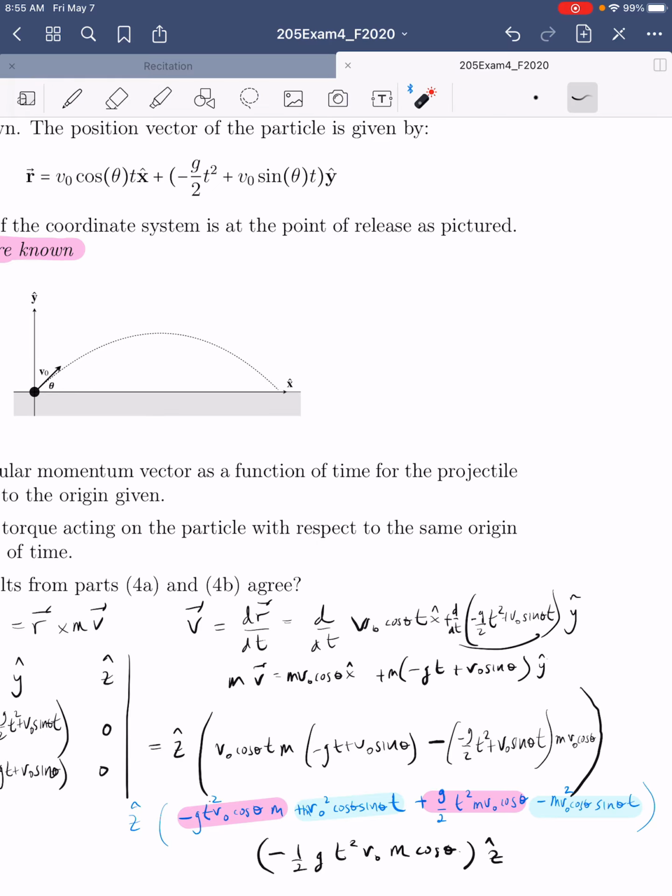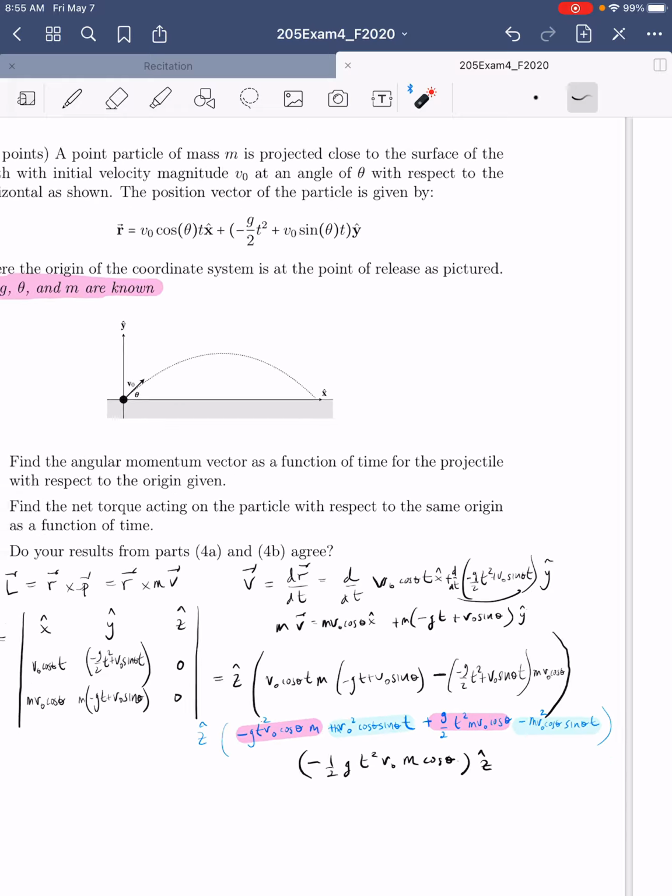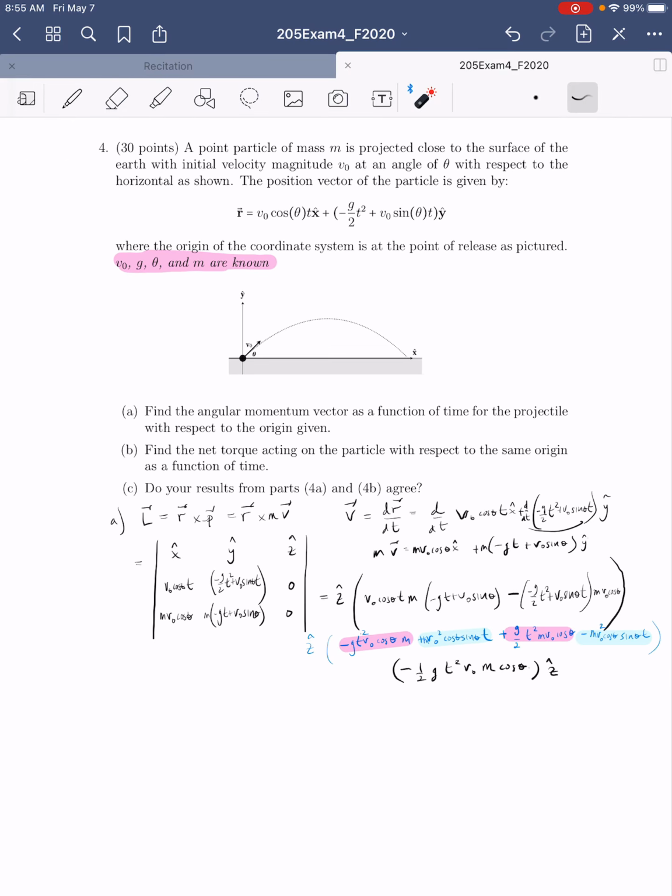Now I'm just going to check in my head that I did everything right here. This times this, times this, times this, and this times this. Okay. And I am done. So let me go ahead and box.